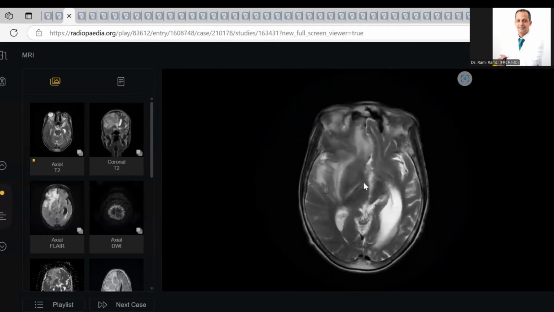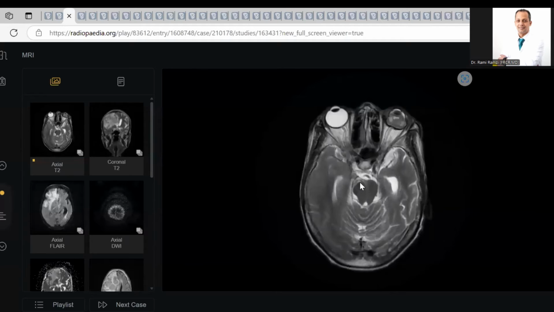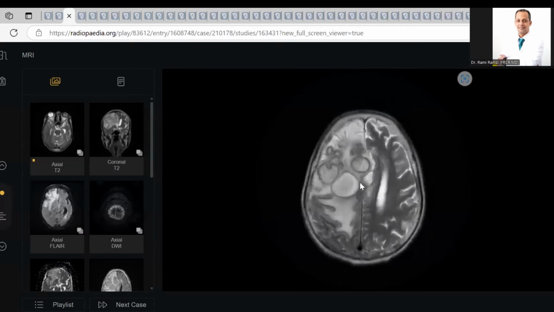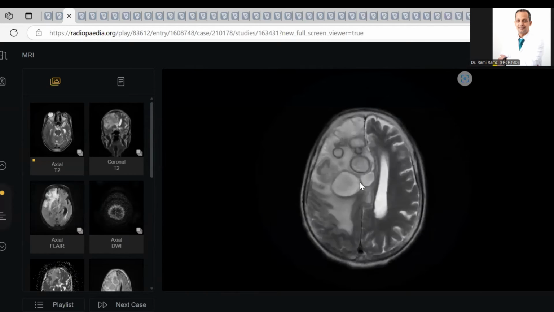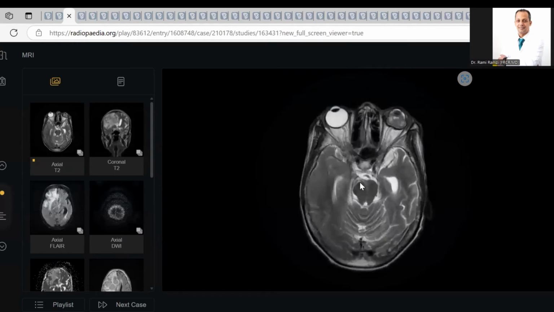See the indentation in the right side of the midbrain, marked compression, and marked herniation of the uncus. Which uncus? This one, the right one. This is life-saving. It needs urgent decompression, urgent evacuation, urgent neurosurgical intervention.